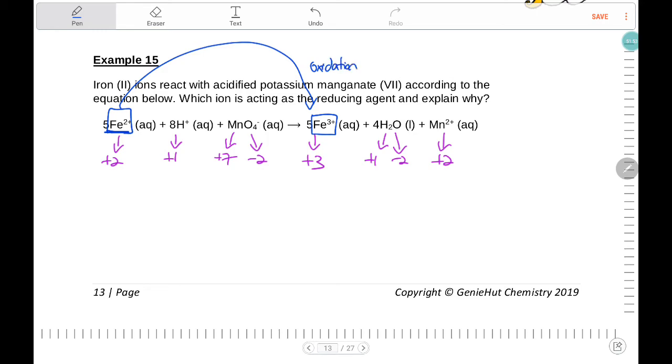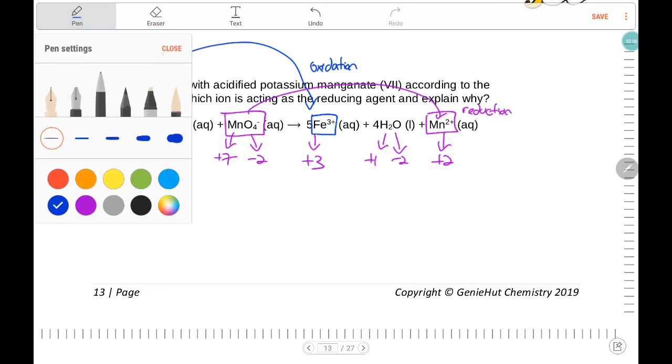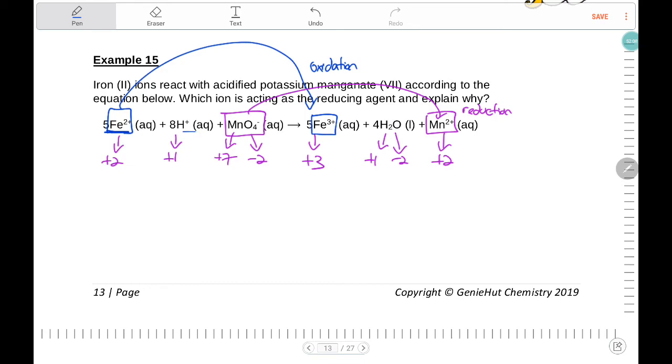Now, what about reduction? If I take a look, I would see that MnO4- to Mn2+ is reduction. For the H+, there is no difference because you start off with +1 here and the H is still +1. So when there are more than 2 species, you need to know how to look at it, because not all of them will be oxidized, and not all of them will be reduced. It really depends.